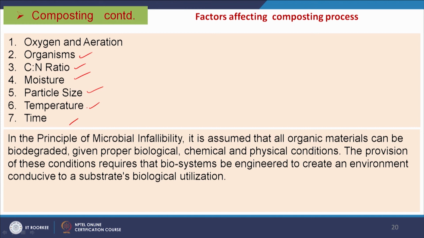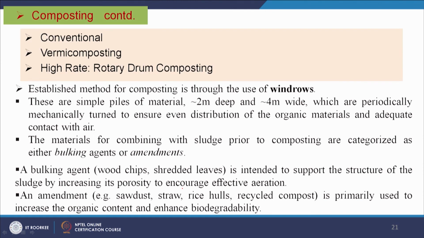In the principle of microbial infallibility, it is assumed that all organic materials can be biodegraded given proper biological, chemical and physical conditions. The provision of these conditions requires that biosystems be engineered to create an environment conducive to substrate biological utilization. Now, there are different types of composting methods, like conventional, vermicomposting and high rate or rotary drum composting.